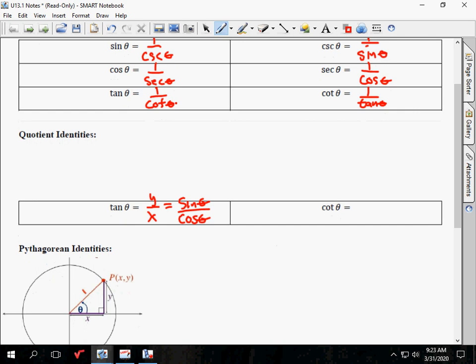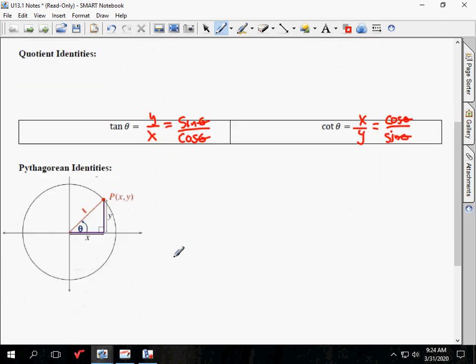So tangent has two different identities. You could use 1 over cotangent, but you could also use sine over cosine. And then cotangent works the same way. Cotangent was x over y, and then we could replace those with cosine over sine. So it depends on which version you need to help you simplify the more complex trig functions. That's the one you're going to use.